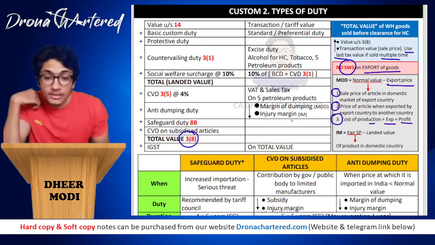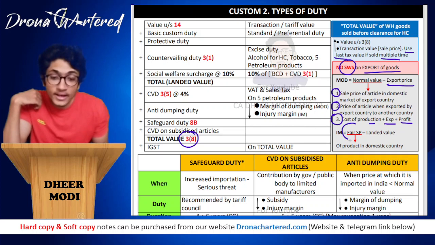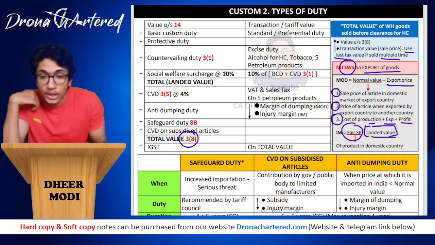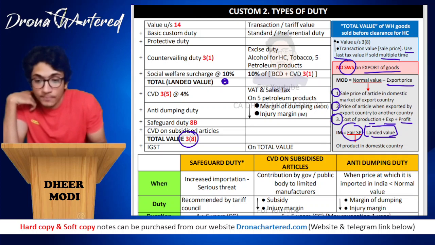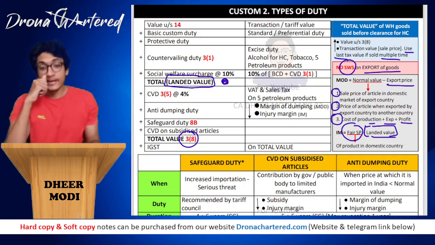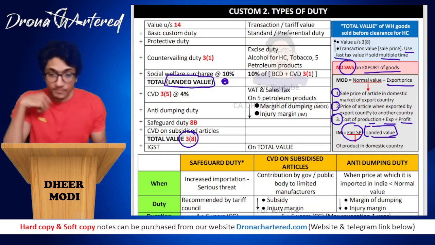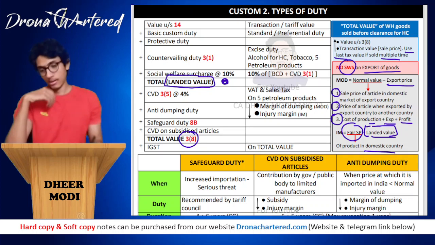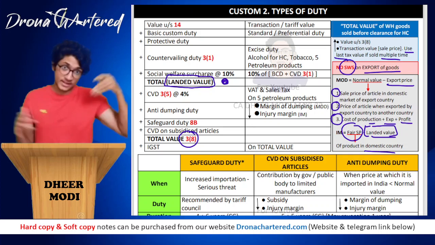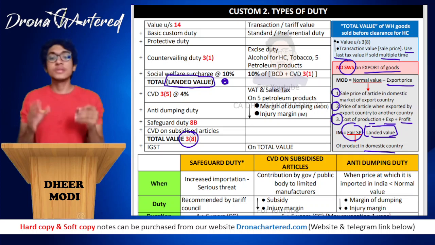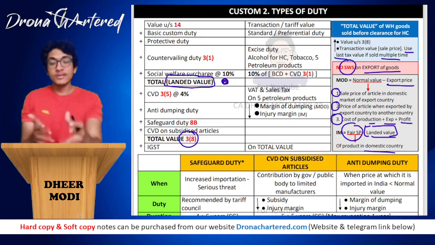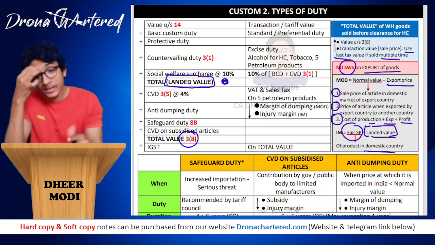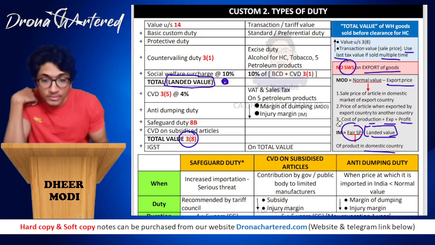And your IM, that is injury margin. Injury margin means fair selling price minus your landed value. What is your landed value? Your landed value is this portion. Okay, this is your landed value. Now what is fair selling price? Fair selling price of the product in the domestic country. In India, what is the price of this product? That is your injury margin. So whichever is lower, that will be charged as anti-dumping duty. I hope this is clear to you. Anti-dumping duty, I will erase it so that it is possible for you to read this.